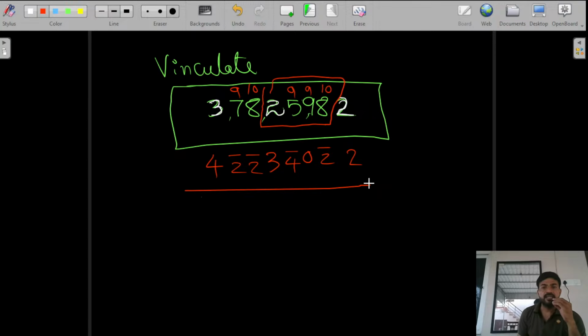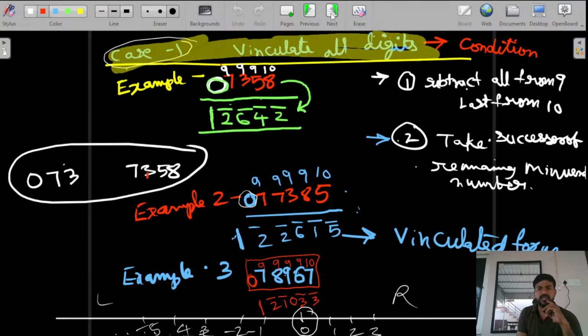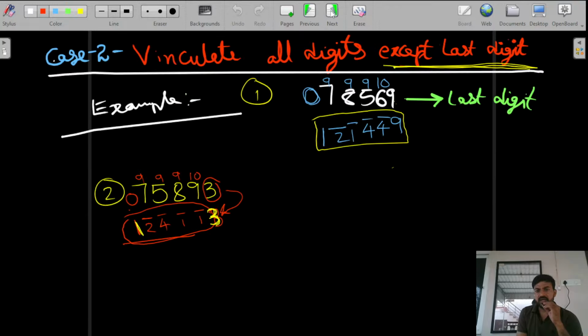Okay, fine. These are the processes. So this is the process of vinculation. When nothing is specified, you have to vinculate higher digits only. When specified, you have cases like this: case 1, case 2, case 3. When something is specified, you have to follow that specification, or else, in the first case, vinculate all digits, even those that are lower digits also. Vinculate all digits except the last digit. You have to leave the last digit even if it is a higher digit.